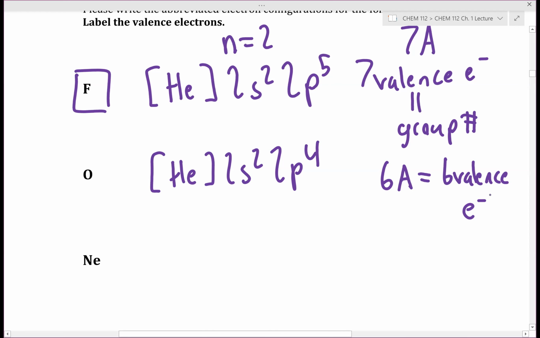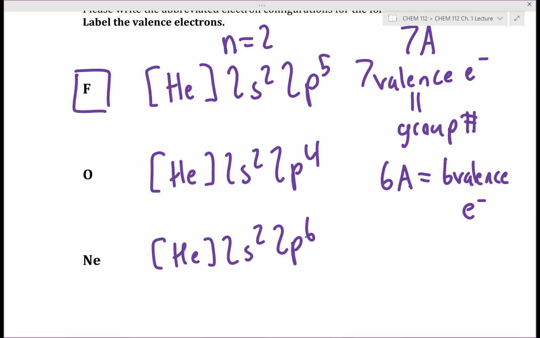Okay, would anyone like to volunteer a configuration for neon? Helium, 2s2, 2p6. Okay, perfect. And as neon is a noble gas, how many valence electrons do we have? 8. Yep. It's an 8A element, so we have 8 valence electrons.